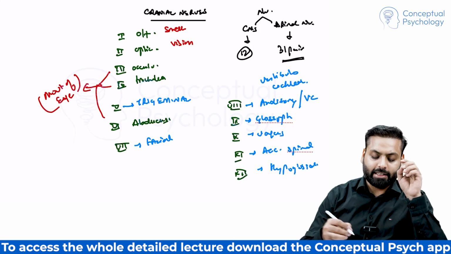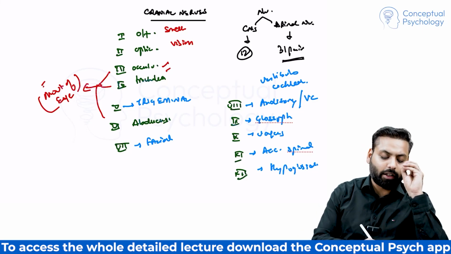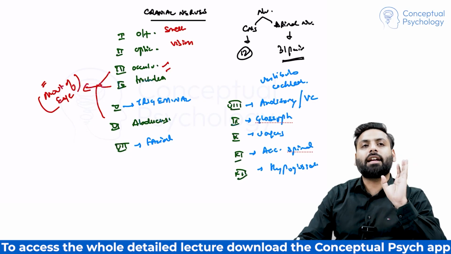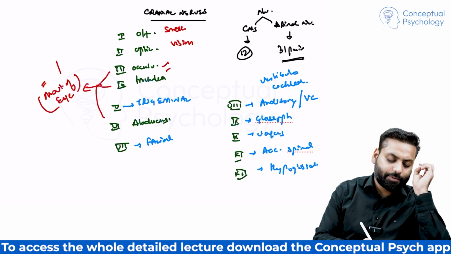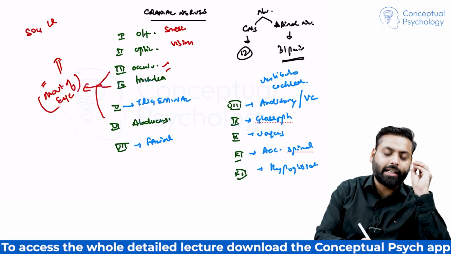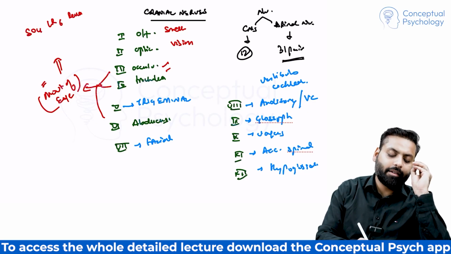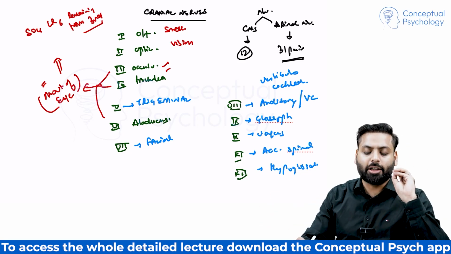Smell. Optic nerve will carry vision. Third, fourth and sixth, these are oculomotor nerves, and will carry the movement of the muscle. If these nerves are intact, then we are able to move our eyes in all the directions. And we remember a formula, SO4 LR6 remaining from third. This solves all our questions related to vision.